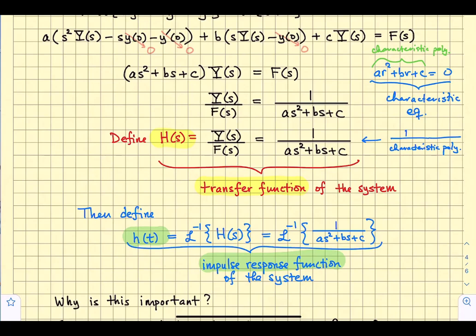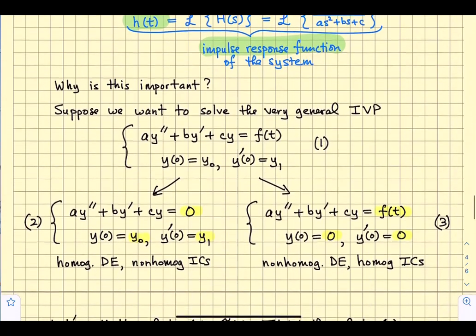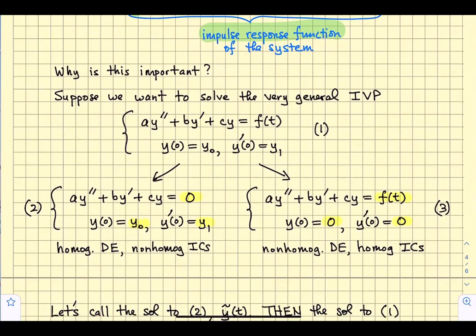So why would we care? Notice this is not a solution to the original system. So what is this creature? Why is this important? Well, suppose we want to solve the very, very general initial value problem where we take ay double prime plus by prime plus cy equals f of t, y of 0 equals y naught, y prime of 0 equals y1.